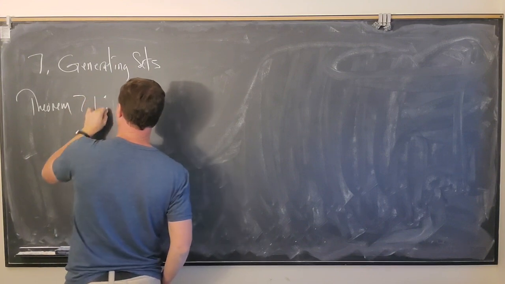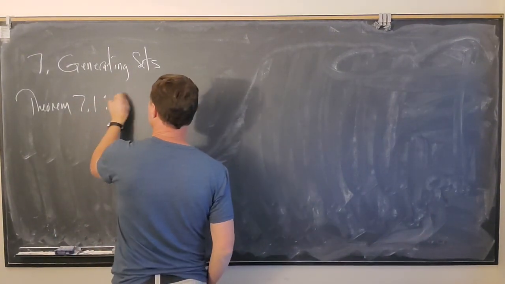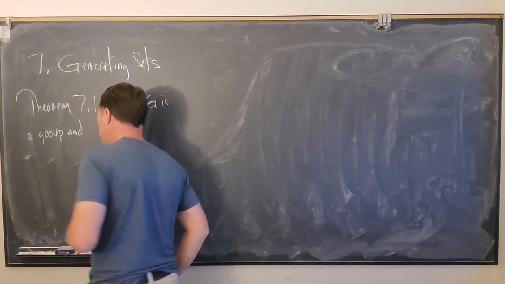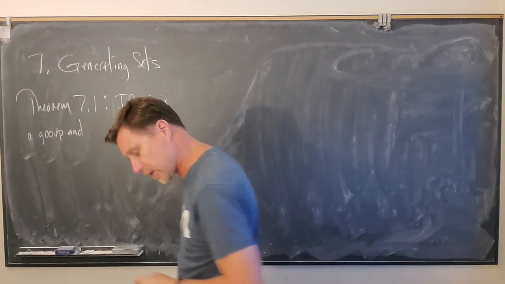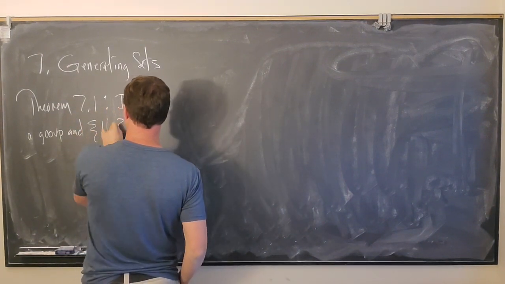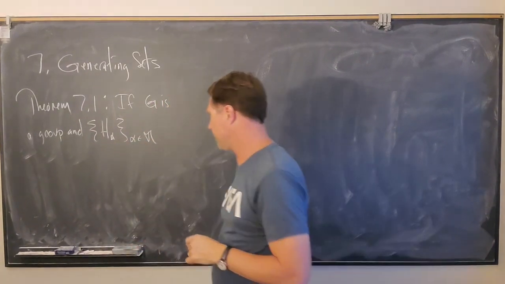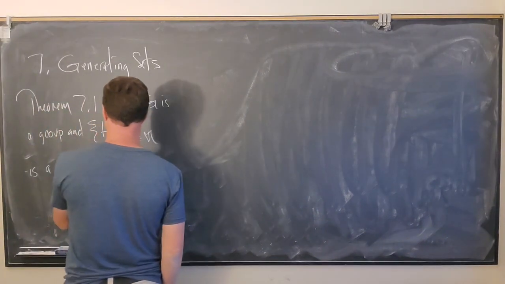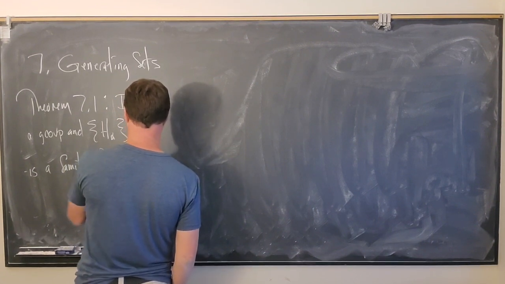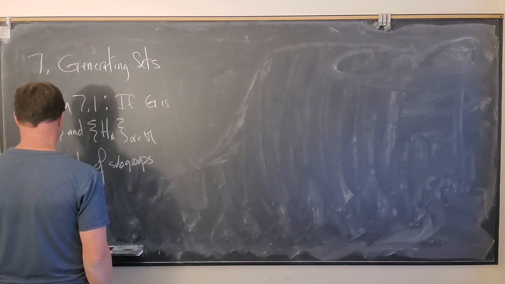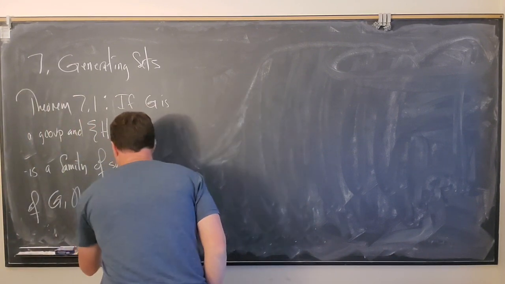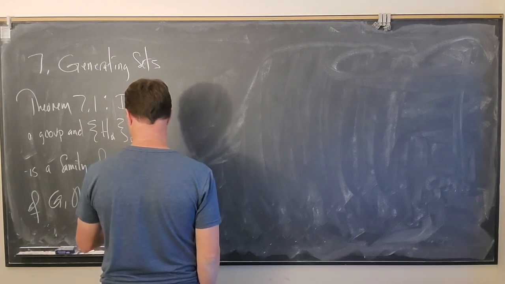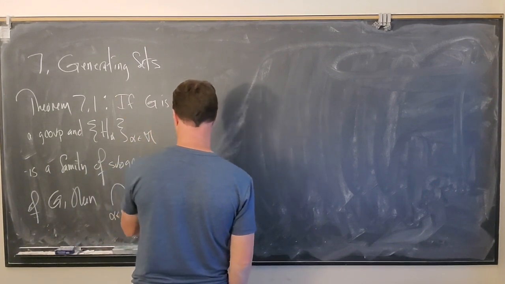So theorem 7.1 goes like this. Let G be a group, and suppose we have H sub alpha, where alpha runs through some indexing set A. So if this is a family of subgroups of G, then, and here's the punchline, the intersection over alpha in script A of H sub alpha is a subgroup of G.